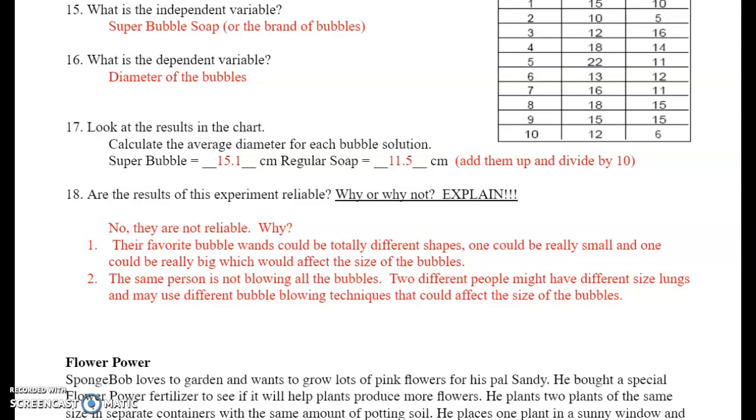Also, it said each of them blew 10 bubbles. So if the same person was not blowing the bubbles the entire time when you were testing both the super bubble soap and the regular soap, that's going to affect your results because different people may have different lung sizes. So they could blow bigger bubbles depending how much air they can hold in their lungs. And they also would use a different technique that might affect the size of the bubbles. So overall, it wouldn't be a reliable experiment.